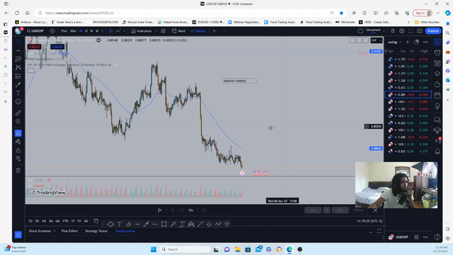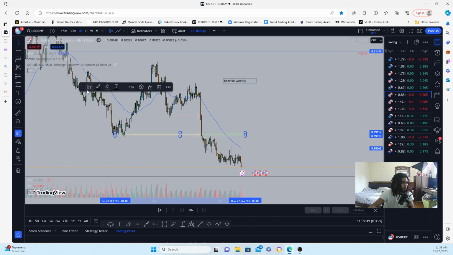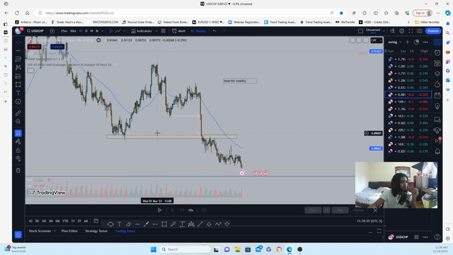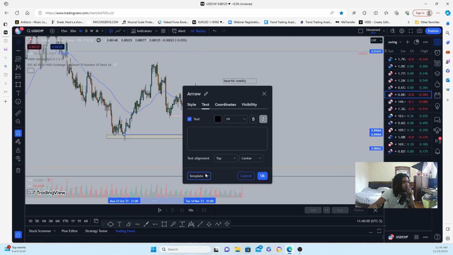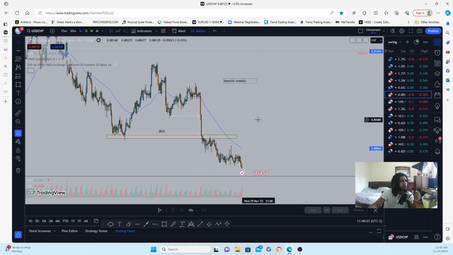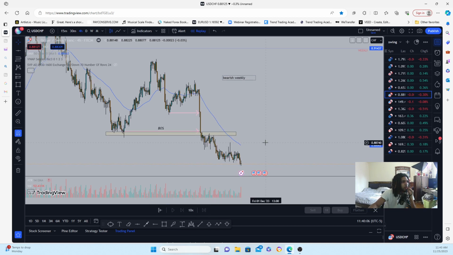Okay. So we got a breaker structure right here. Boom. And we counting this as a breaker structure? Absolutely. I could put a level right here. Right there. So y'all see. Oopsie daisy. Okay. Point off.